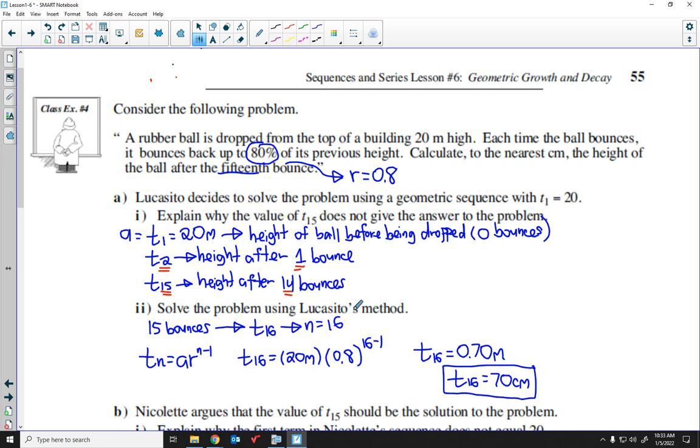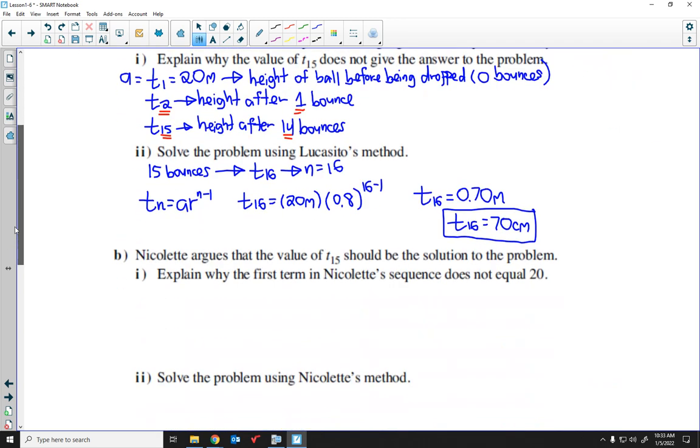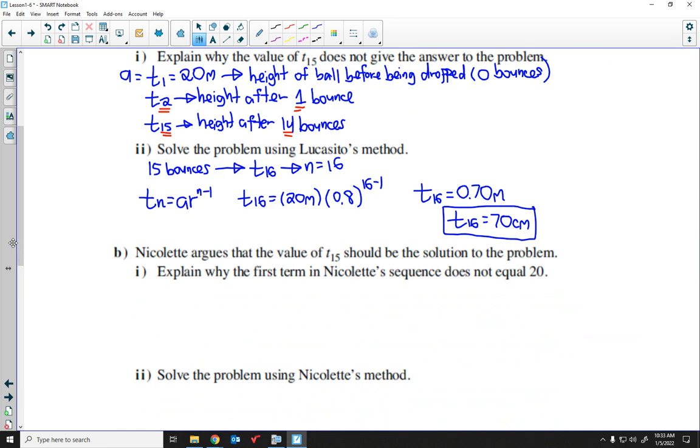Now, that's one way to do it, but again, it's kind of confusing just because the bounce number and the term number are not perfectly matching up. The second student's going to use a method where we do a bit of a correction in advance so that they actually do match up properly. So Nicolette wants the value of T15 to be the solution to the problem. We want T15 to represent the height after 15 bounces.